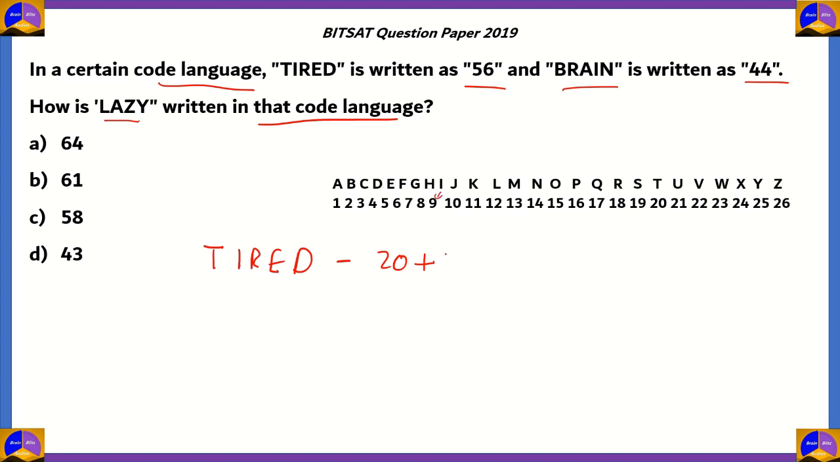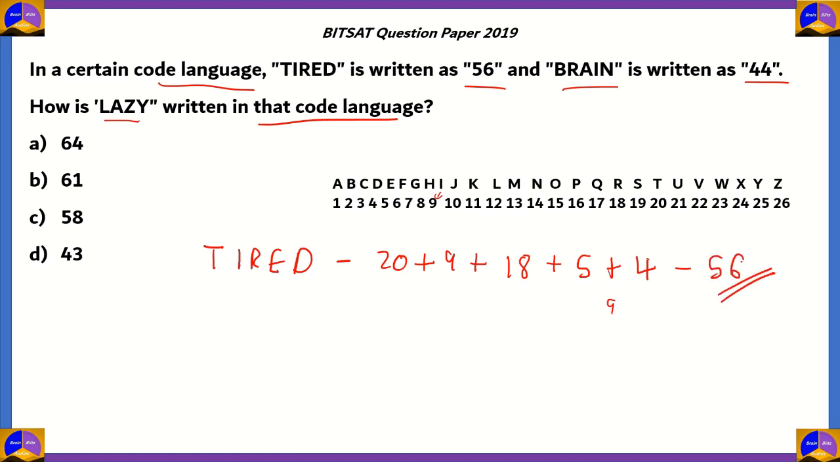I is the 9th letter. Then you have R as the 18th letter. And E as the 5th letter. And D as the 4th letter. So 5 plus 4 gives you 9. 9 plus 9 gives you 18. 18 plus 18 gives you 36. 36 plus 20 gives you 56.